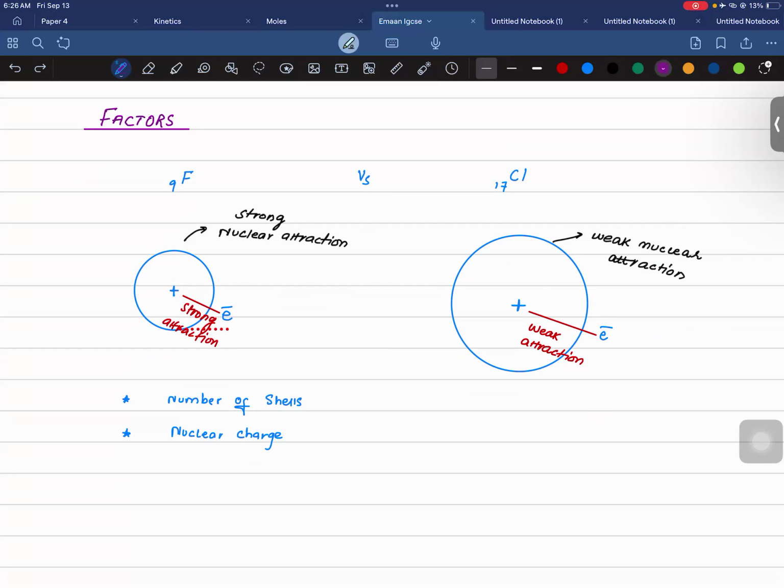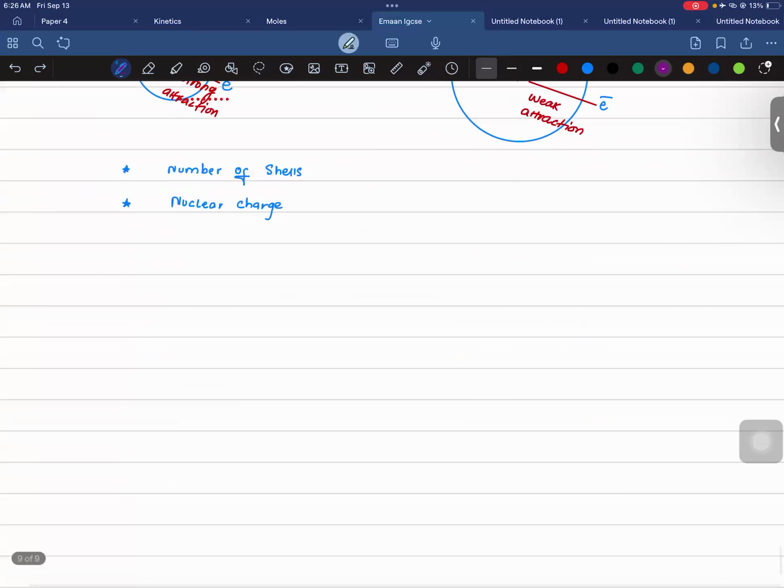So if I'm going down the group, like fluorine, chlorine, bromine, iodine, astatine, can anyone tell me, as I go down the group, is electron affinity going to increase or decrease? Decrease. Yes, exactly. This is decrease.